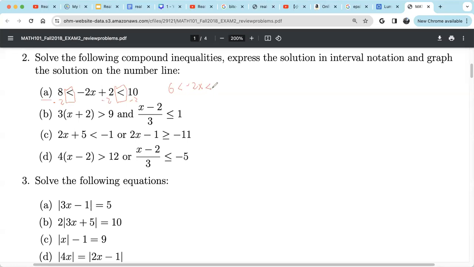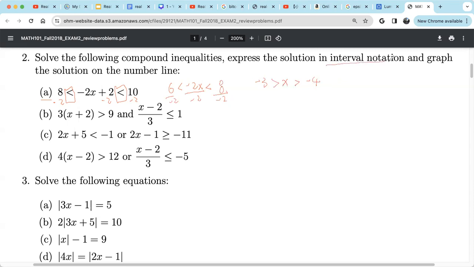Then positive 2 minus 2 is 0. 10 minus 2 is 8. Then we divide by -2. But when we divide by a negative number, we switch the signs. So that becomes -3 greater than x greater than -4. Because a negative is a negation, less than becomes greater than. So the solution is from -3 up to -4.